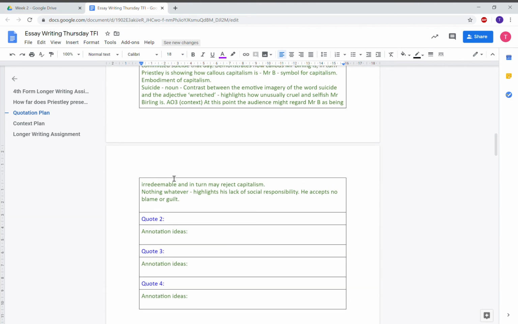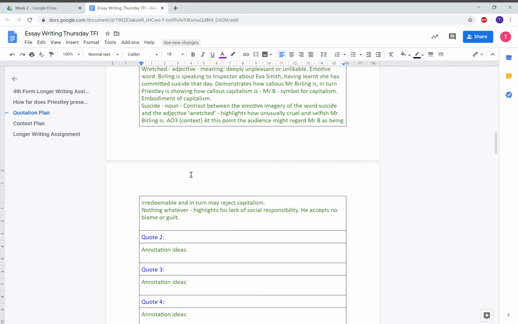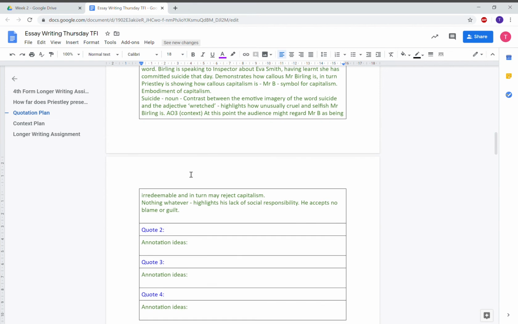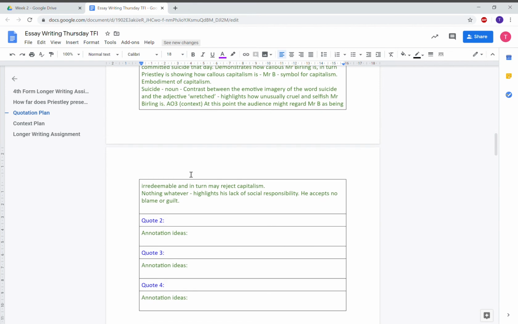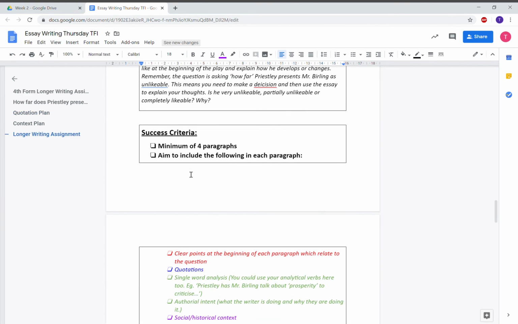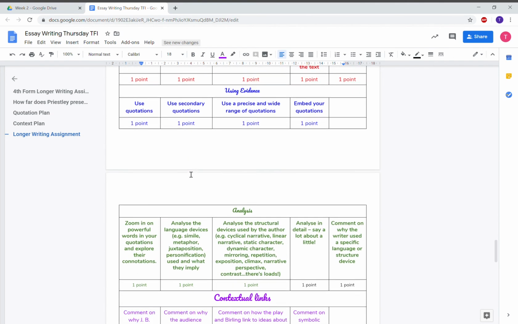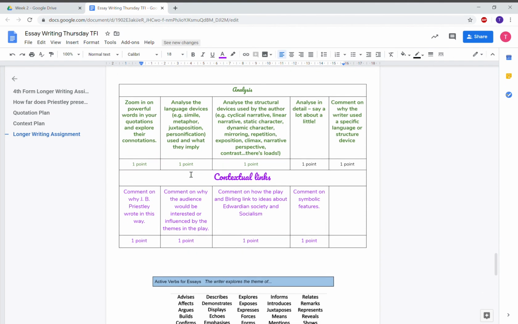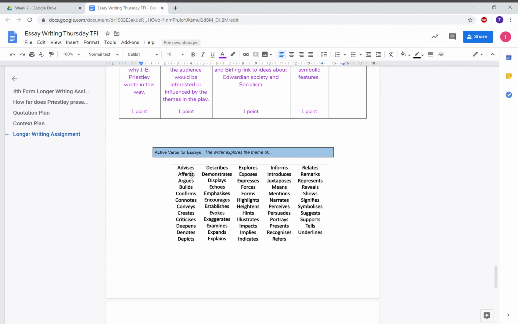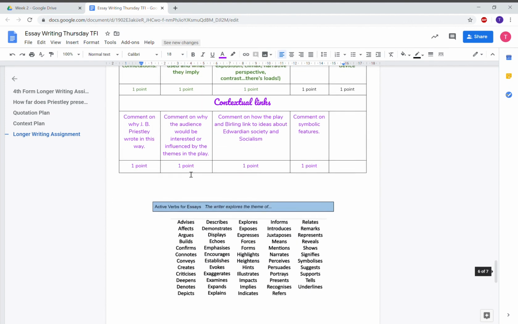Make sure that by the end of today you fill this plan in: 4 quotations, 4 pieces of annotation. Tomorrow we will start the assignment, and I will talk you through the success criteria and all of this. It looks quite wordy, but don't worry, it's all there to help you. You don't have to use all of this, but it will greatly improve your response. I will talk you through all of this tomorrow.